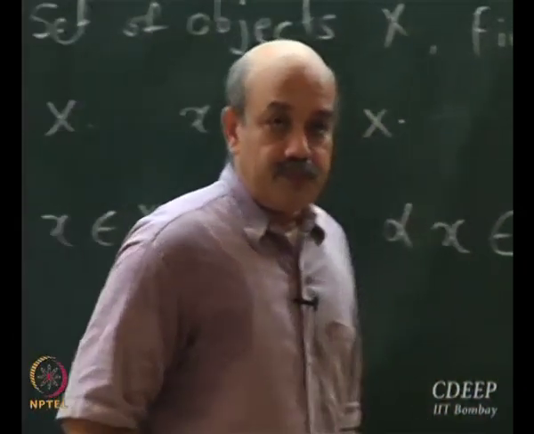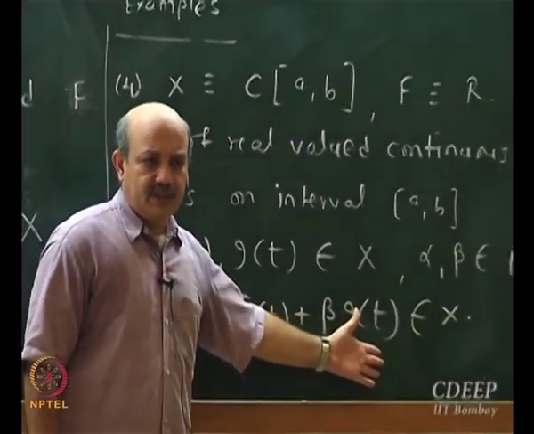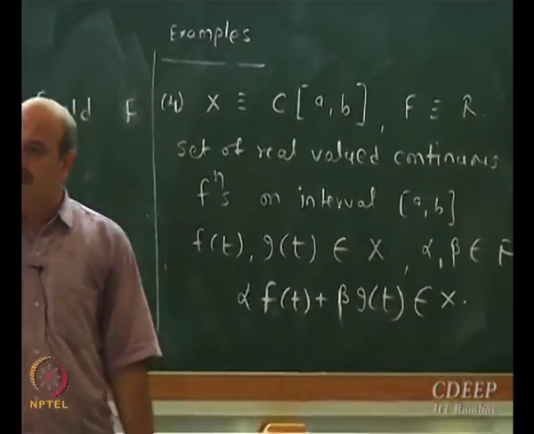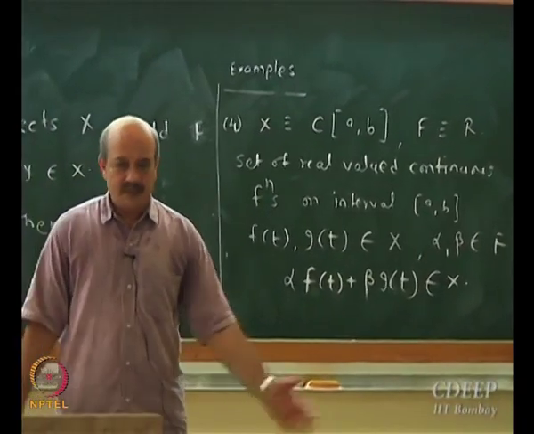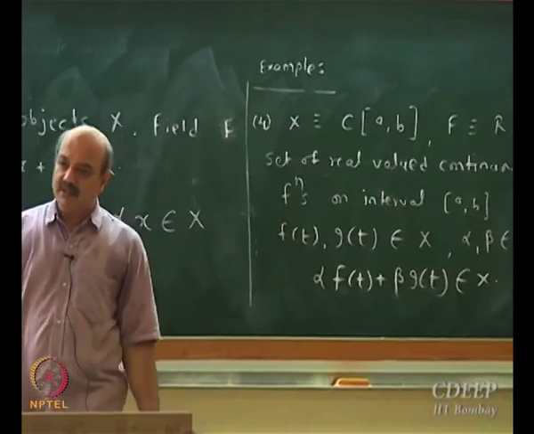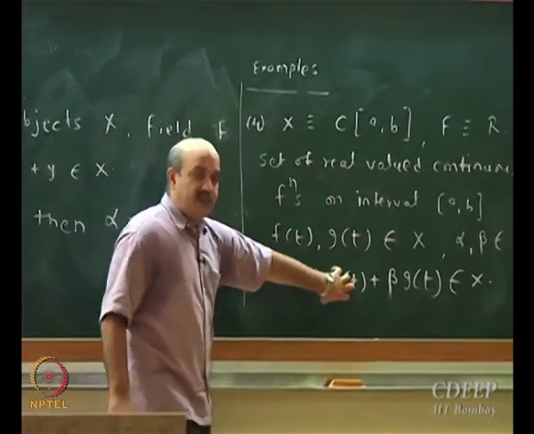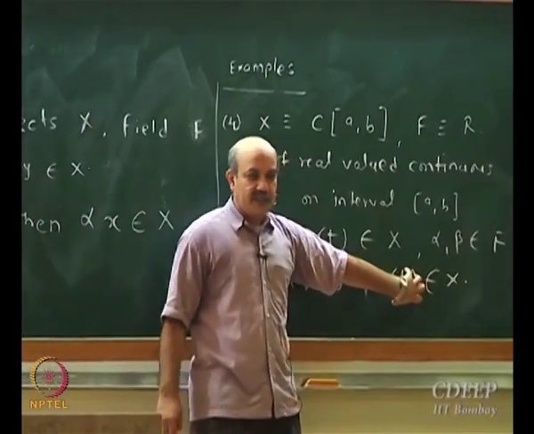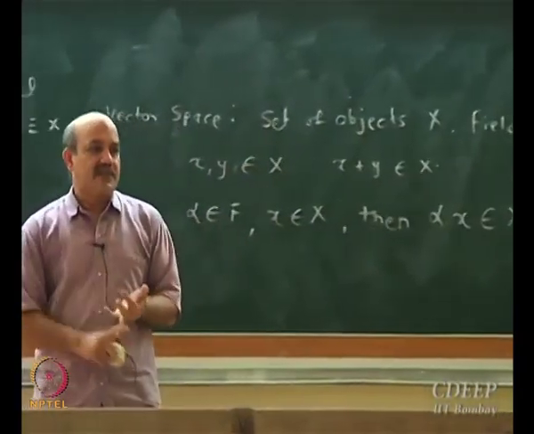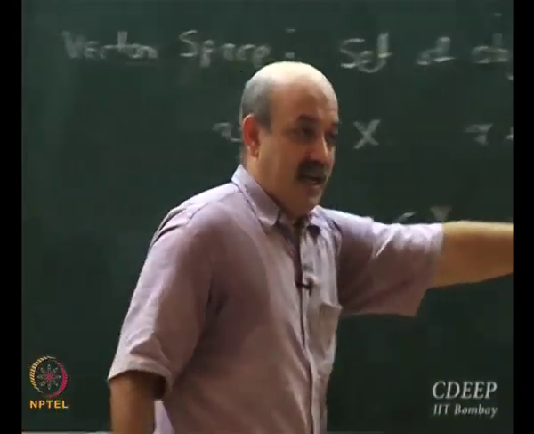Okay, so do you agree with me? If I take a continuous function and multiply it by a scalar, will it still be a continuous function? It will still be a continuous function, right? If I add two continuous functions, will the addition be continuous? If f(t) is continuous and g(t) is continuous, adding two continuous functions, I still get a continuous function. So scalar multiplication, vector addition, both properties hold in this abstract set.